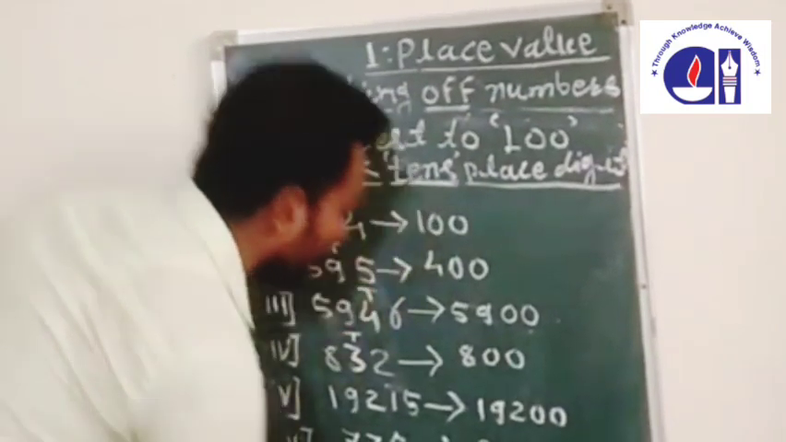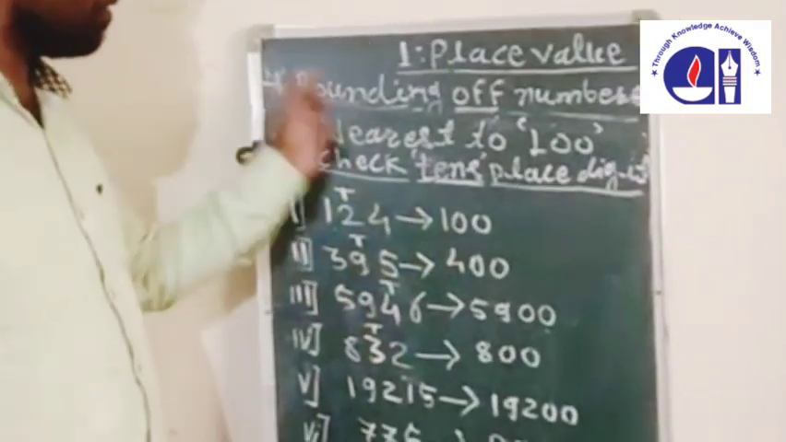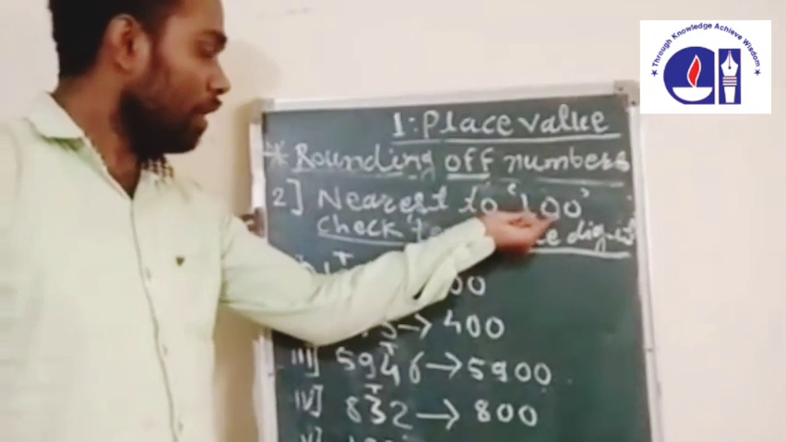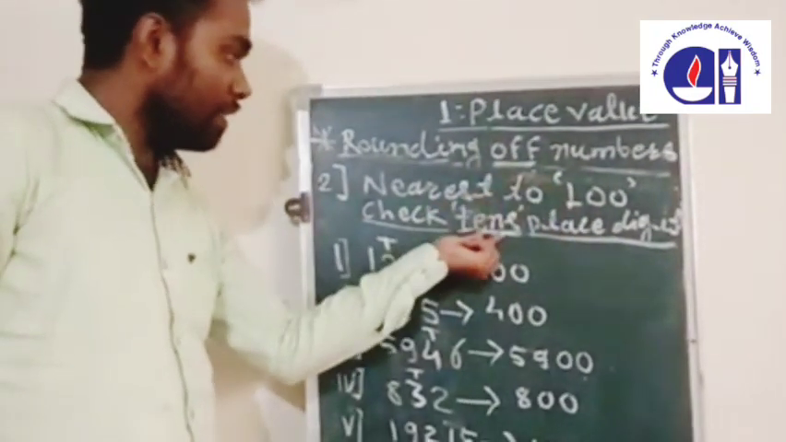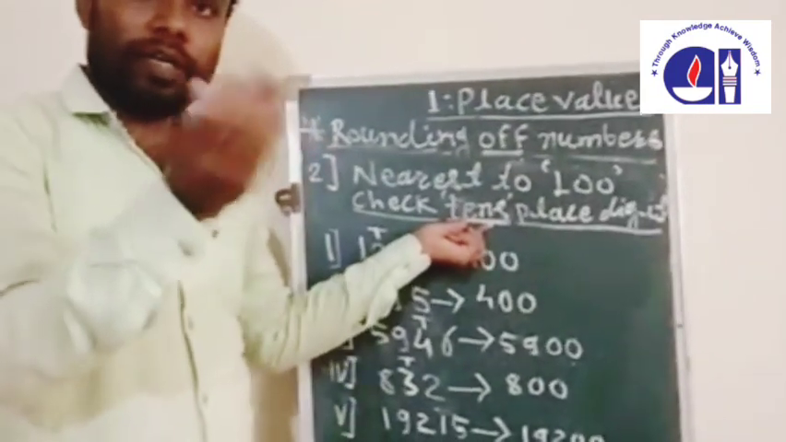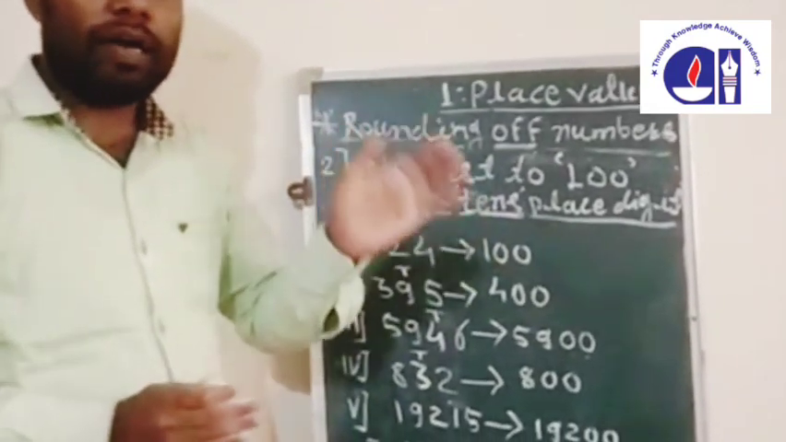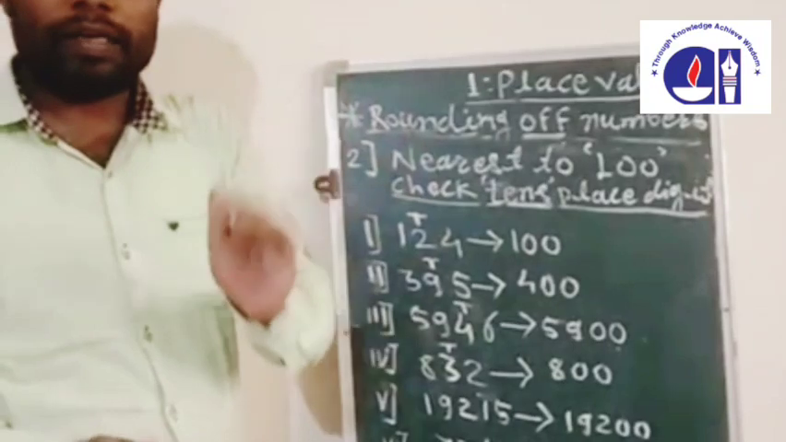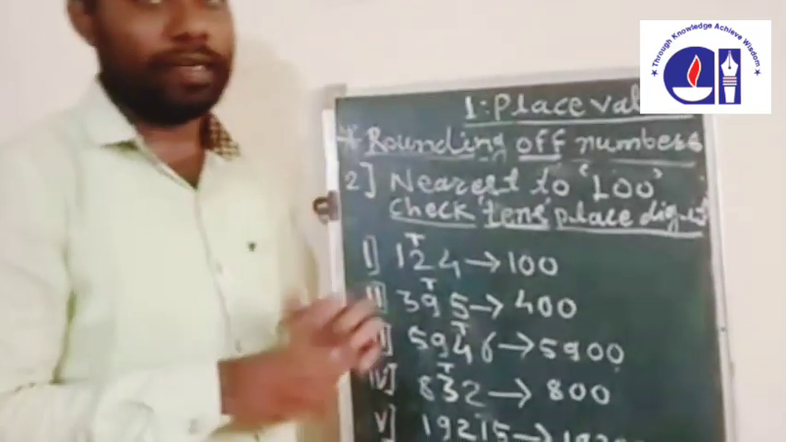So this way, I hope you understood how to round a number to the nearest 100 by checking the tens place. If the tens place digit is 0, 1, 2, 3 or 4, we round to the back 100, and if it is 5, 6, 7, 8 or 9, we round to the next 100.